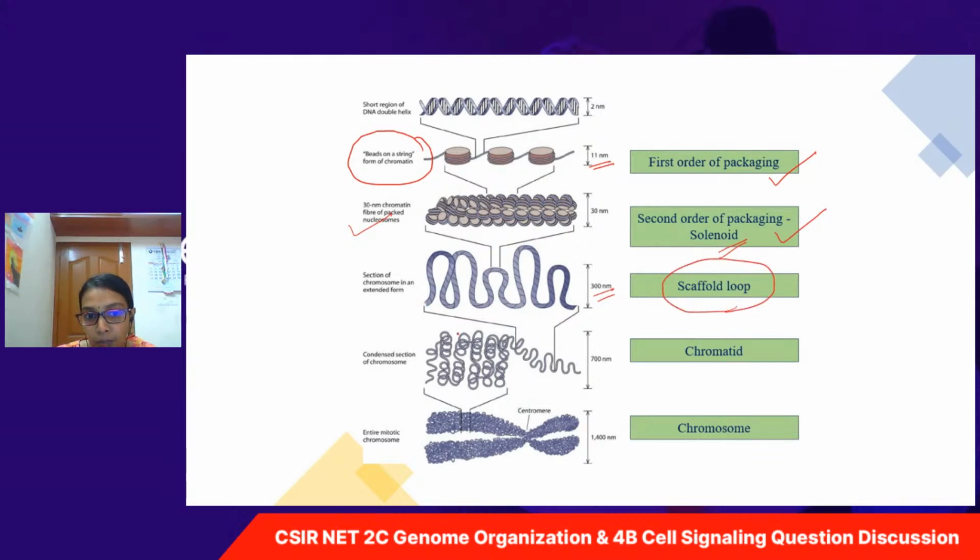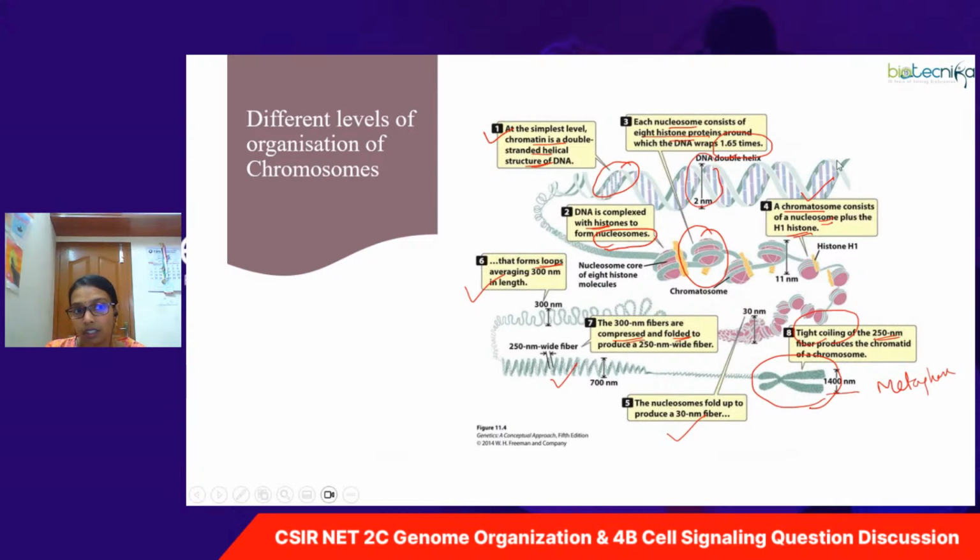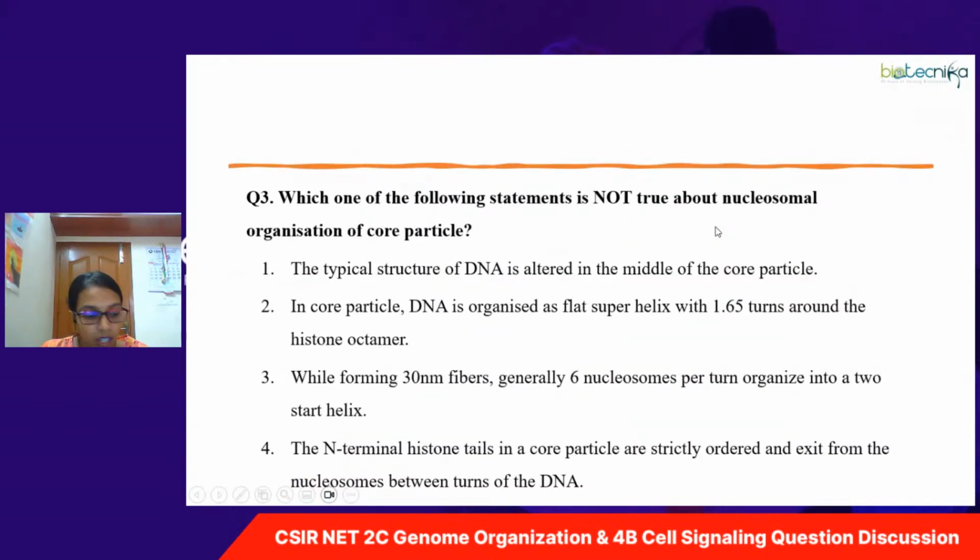And if you take this portion and visualize, you can see the condensed form. So you call it a chromatid. And this chromatid is highly compressed in the metaphase stage of the cell cycle, so that becomes your chromosome. Okay, so remember this packaging and remember the sequence. It is important to understand the organization of chromosomes. So, next question on your screen.